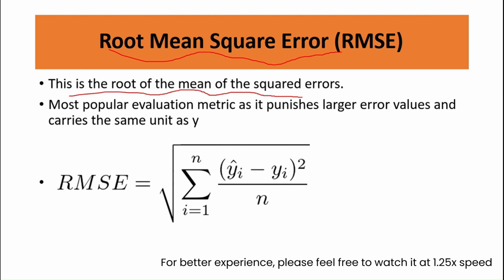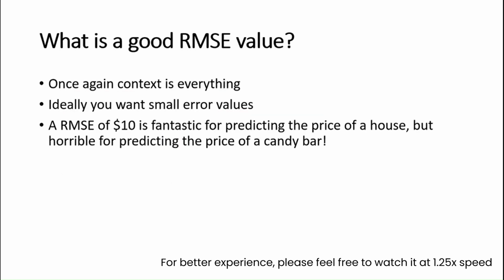So we have our square errors here. Either you write y cap minus y or y minus y cap, it won't make a difference once you square it, because the square of 2 is 4 and the square of minus 2 is also 4. So you find the errors, you take square of that and then average of that, sum all of that divided by number of points. This is the most popular evaluation metric as it punishes large errors, and at the same time it carries the same unit as y because we are using square root. So the dollar square will come back to the dollar figure.